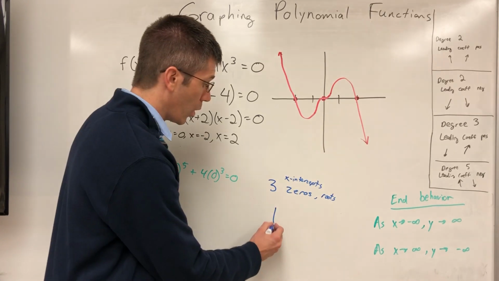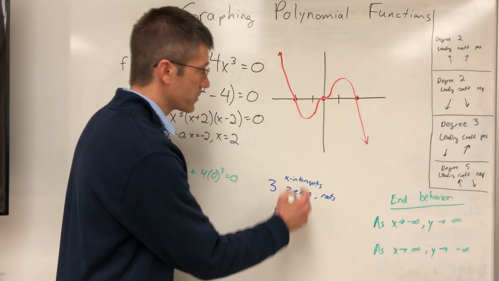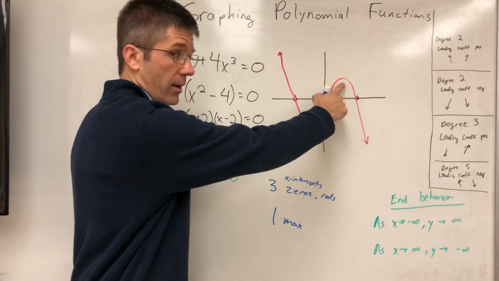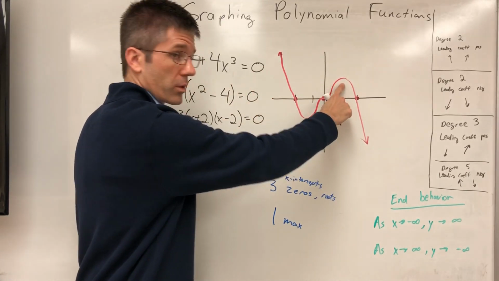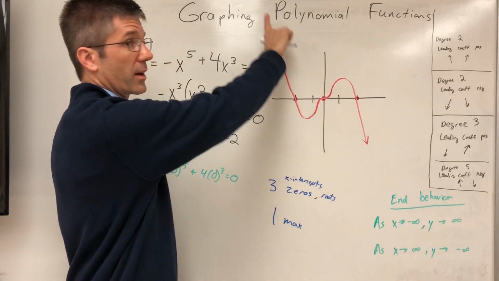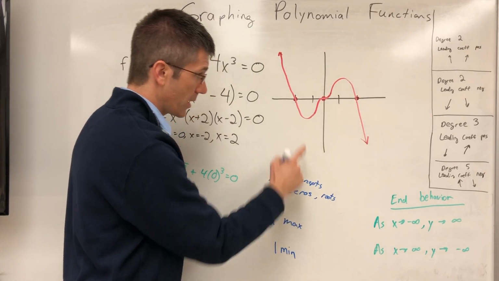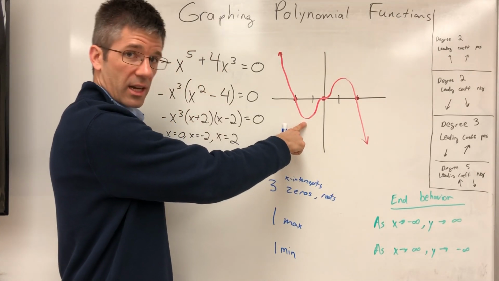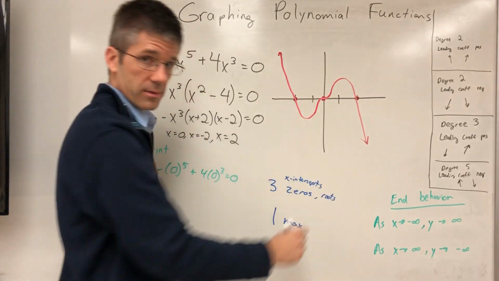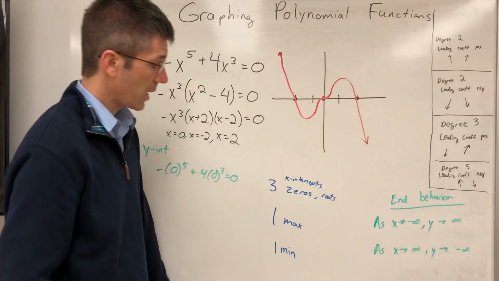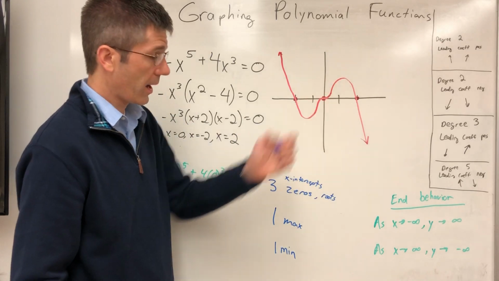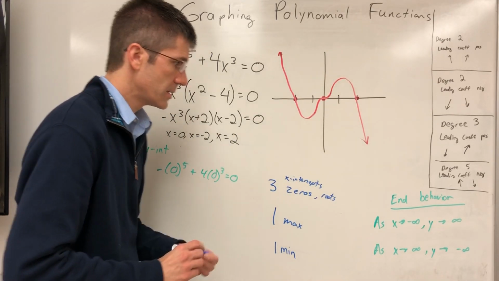And I have 1 maximum. It's right here. Now, it is not the highest I ever go on this roller coaster, because the highest I go is forever up. And I have 1 minimum, and it's here. And it's not the lowest I go. The lowest I go is down here. It goes down forever. But I do have a minimum, and I have a maximum. I have peaks and I have valleys.